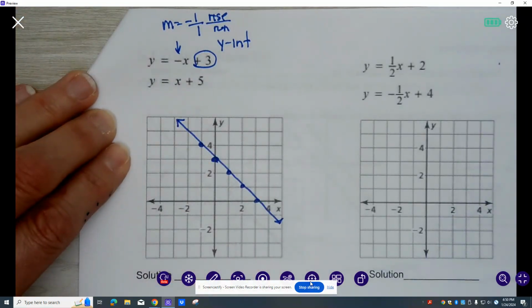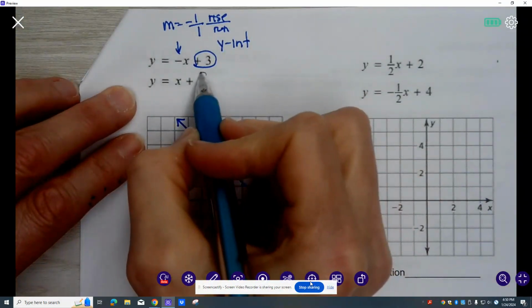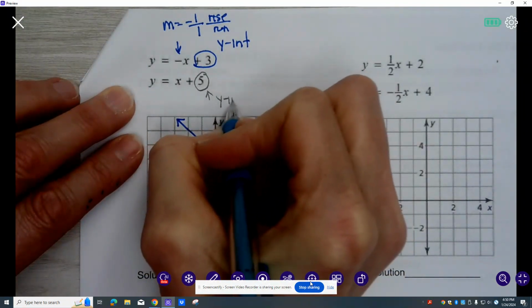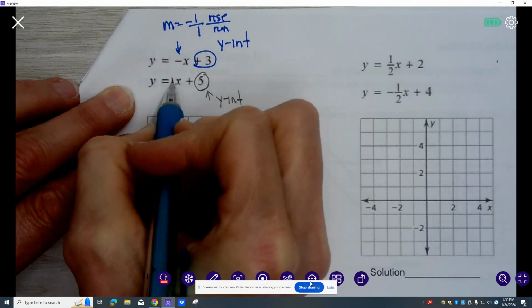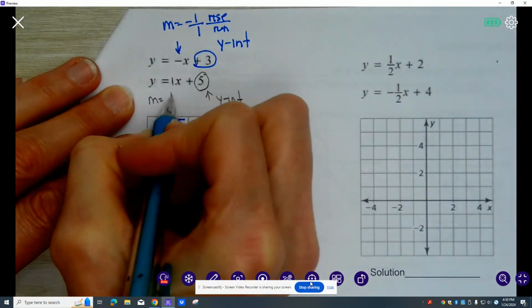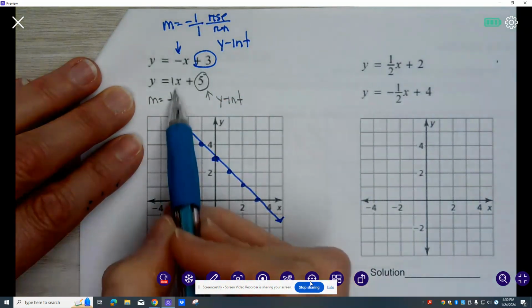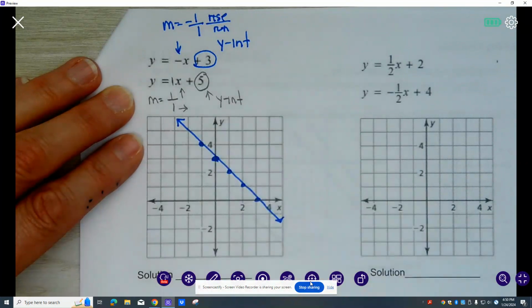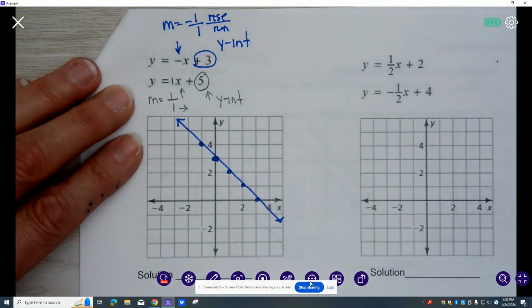Okay, we're going to graph both these lines on the same coordinate plane. This line, which I'm going to do in pencil here, the y-intercept is 5. The slope is 1. It's that invisible 1. So m equals 1 over 1. So this one I'm going to rise up 1 and go to the right 1. Remember, we always go to the right.